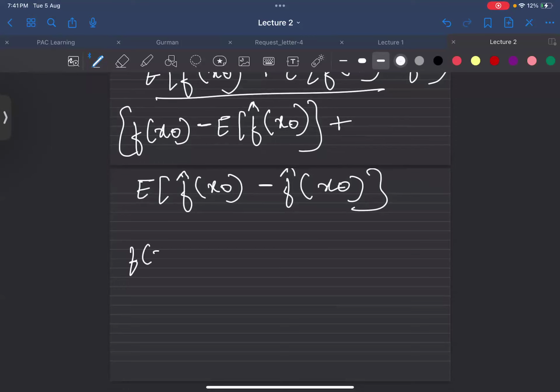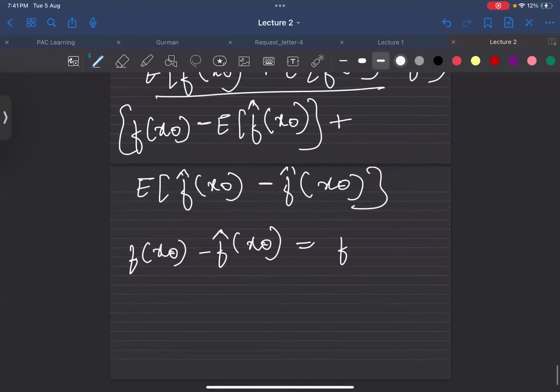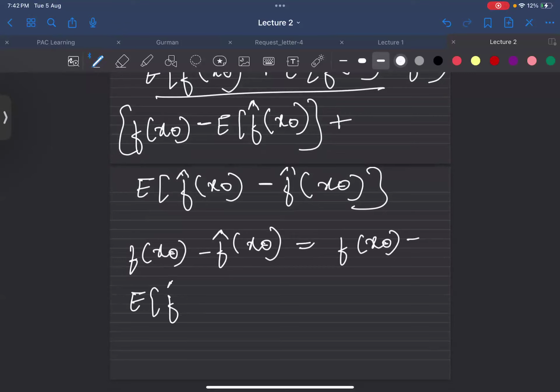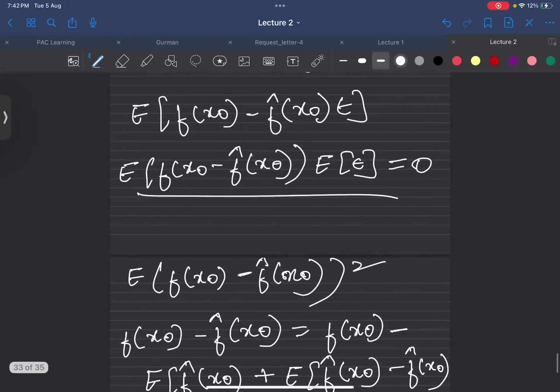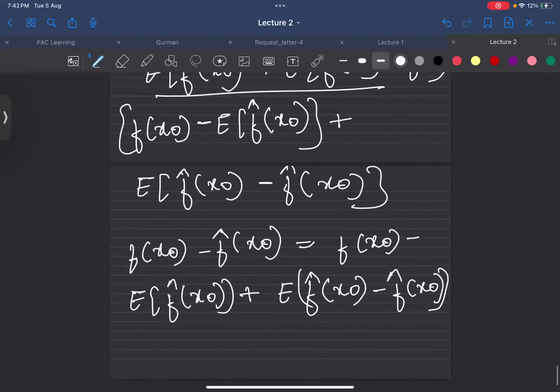So what is this? f(x0) minus f bar(x0) is equal to f(x0) minus the expectation of f bar(x0). Same thing I'm writing: expectation of f bar(x0) minus f bar(x0). But as we know, this was the expectation and the square, so let's take the expectation and the square.